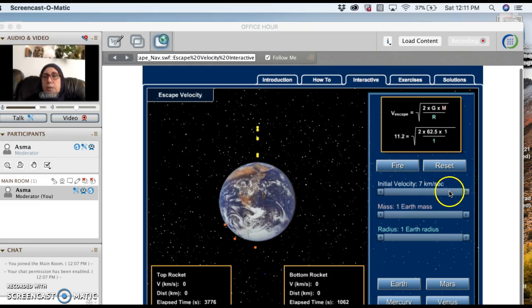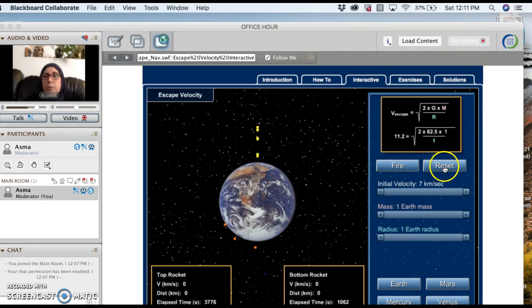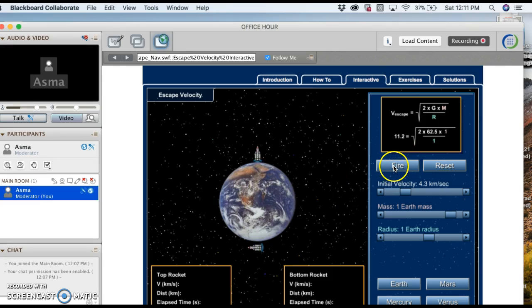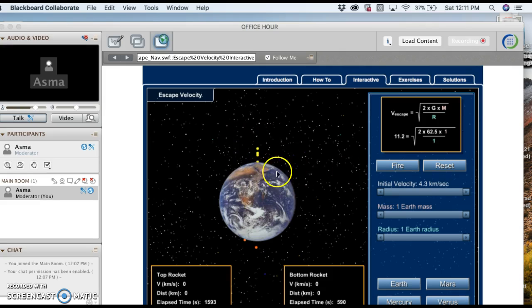I'm going back to reset everything and move to a velocity of 4.3. I'm gonna fire. Look, both satellites, the one in here and the one here, are going back to the Earth.